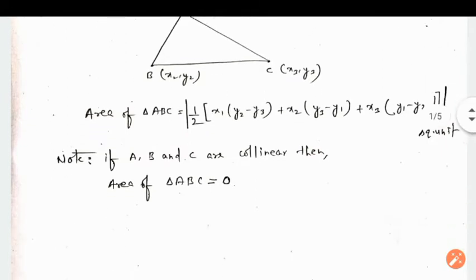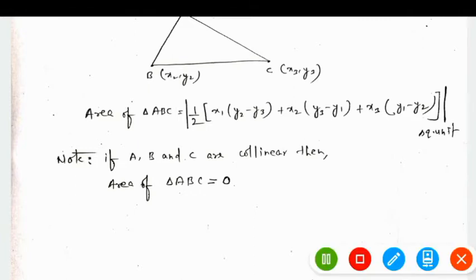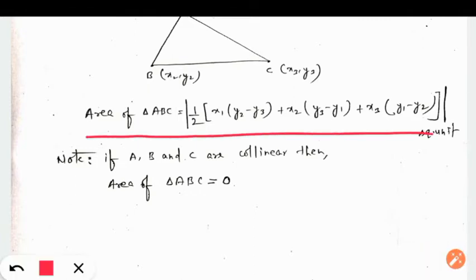Now see what I have written here. Note: if A, B, C are collinear, collinear means they lie on the same straight line, so in that case they will not form any triangle. Then what will be the area? Obviously the area of the triangle will become 0. So if I tell you three vertices are given and you need to show that the given points are collinear, you will find the area with the help of this formula, and if the area turns out to be 0, you will say since the area is 0, hence the given points are collinear.